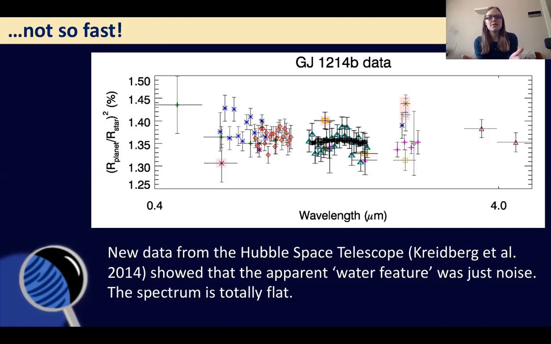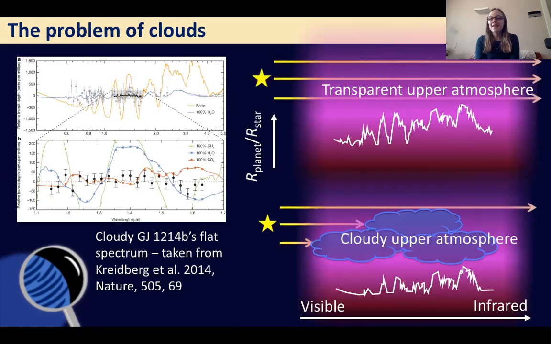It can't be that this is just a bare lump of rock without an atmosphere, because it's too low density for that. We know it has to have some atmospheric component. So what's going on? Well, the answer is clouds.